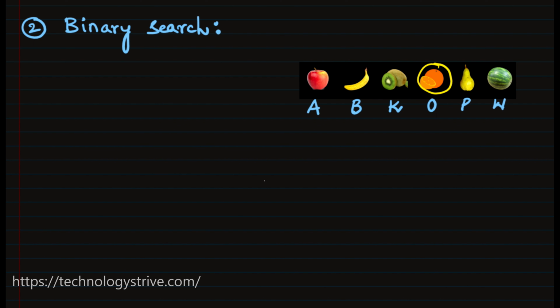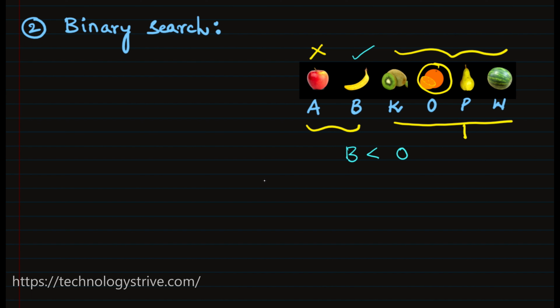In that case, what do we do? Let's pick a fruit at a random position. For example, I am picking the fruit at the second position, which is banana. So B and orange O. Obviously B is less than O, right? B comes first and then O comes later. That means that orange should be on the right side of it, not the left side, because we are given a hint that the fruits are arranged in alphabetic order of their names. So then we ignore these two, and only in the remaining part we do our search process.